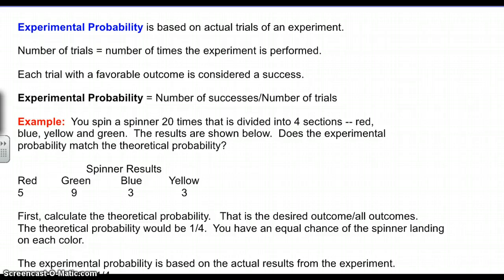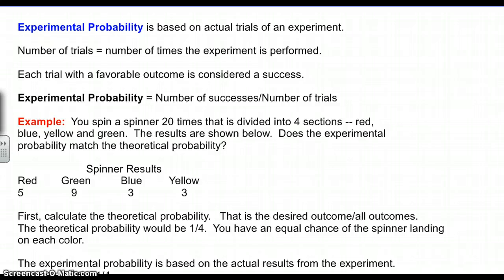It sounds very similar to theoretical probability, except this time, instead of just calculating it, assuming that there's an equal probability something's going to happen, you're actually going to do the trial. So you're actually in science class doing an experiment. So here's an example. You spin a spinner 20 times, and this spinner is divided into 4 sections: red, blue, yellow, and green, and those sections are all equal. The results of your experiment are shown below. Does the experimental probability match the theoretical probability?